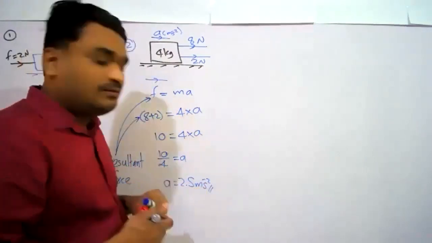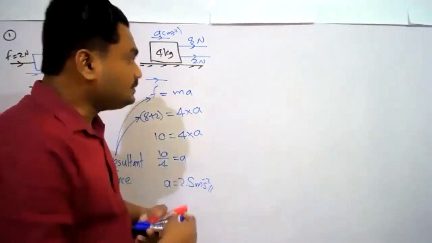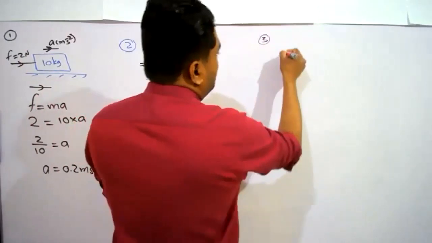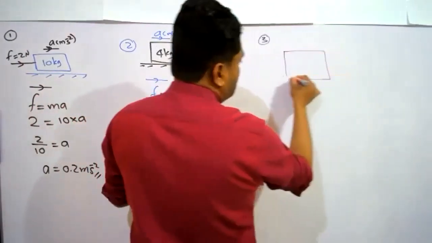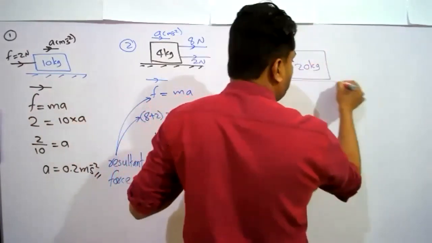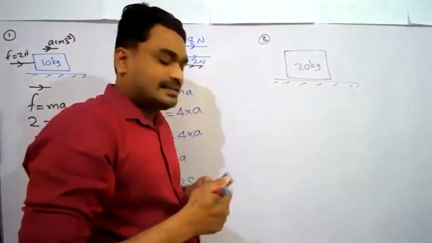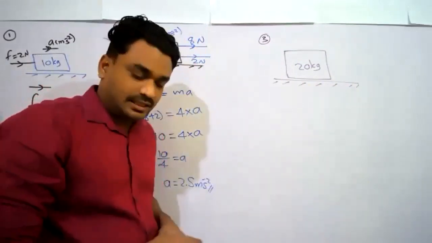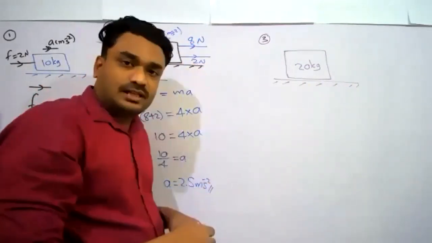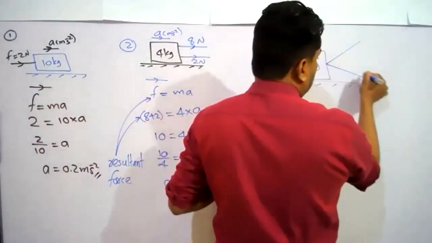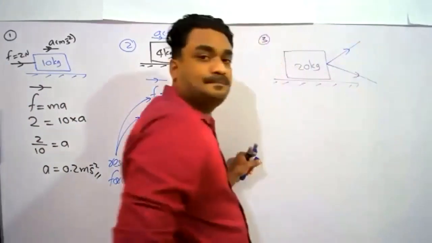So these are very simple, very easy to understand. The next thing is that, let me consider the mass of the object to be 20 kilogram. Now the situation is slightly changed. Previously the forces were parallel to each other, but now the forces are not parallel to each other.